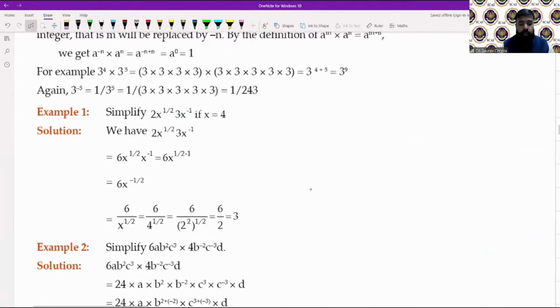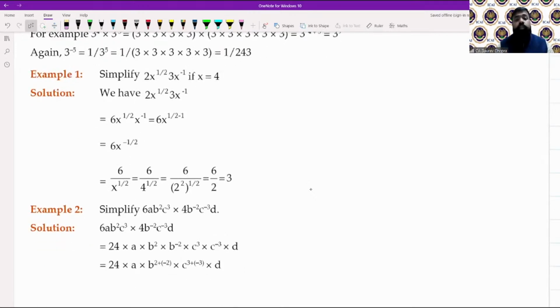Now, example number 1, you can see, simplify. Now, see what is given here. 2 multiplied by x to the power of half multiplied by 3 into x to the power of minus 1. This is given. And now we have to simplify if the value of x is equal to 4. Let us simplify first. After that, we will substitute the value.